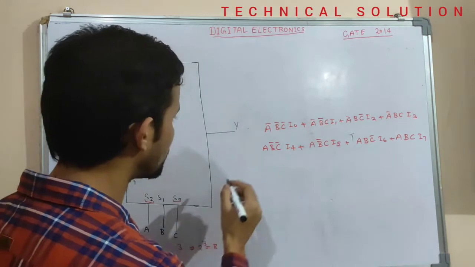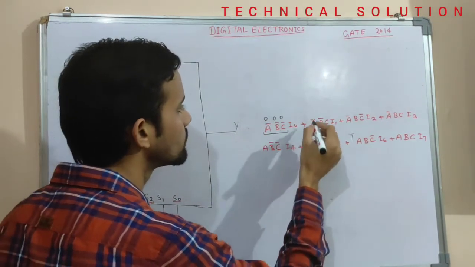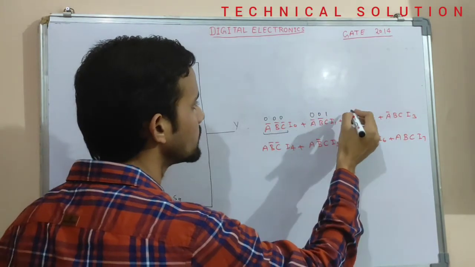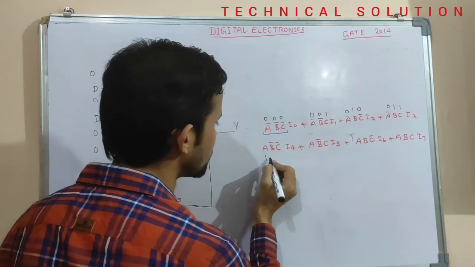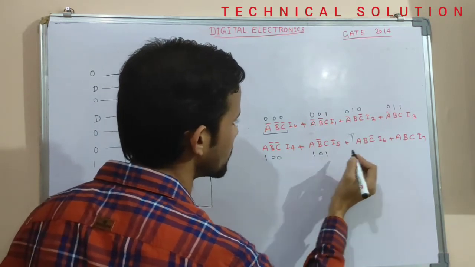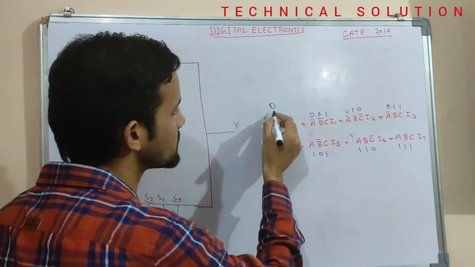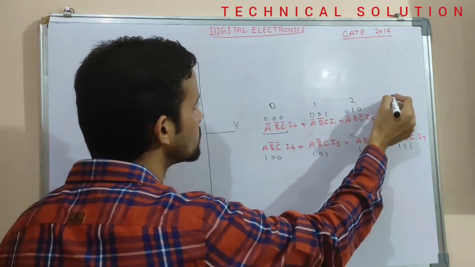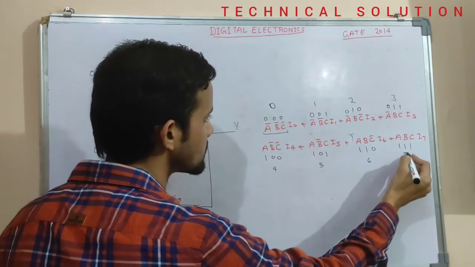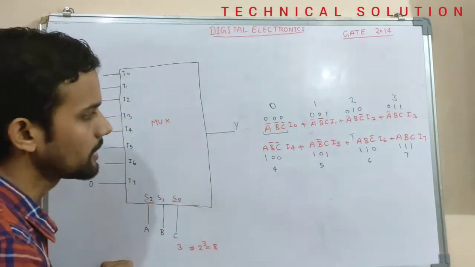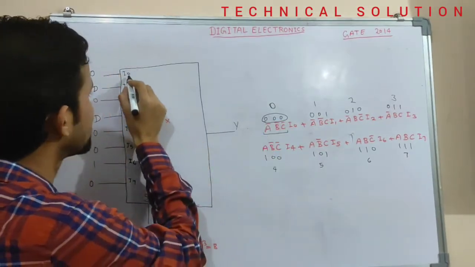If we write the binary of this selection line, we can write it as 0, 0, 0, then 0, 0, 1, then 0, 1, 0, and 0, 1, 1, and 1, 0, 0, and 1, 0, 1, and 1, 1, 0, and 1, 1, 1. Its decimal equivalent is 0, 1, 2, 3, 4, 5, 6, 7. Okay, if it is 0, then this I0 is passed.